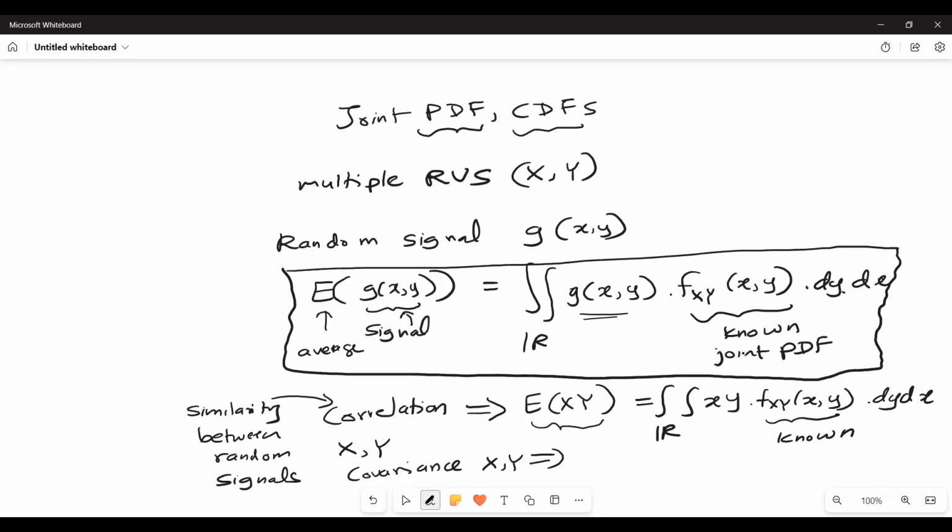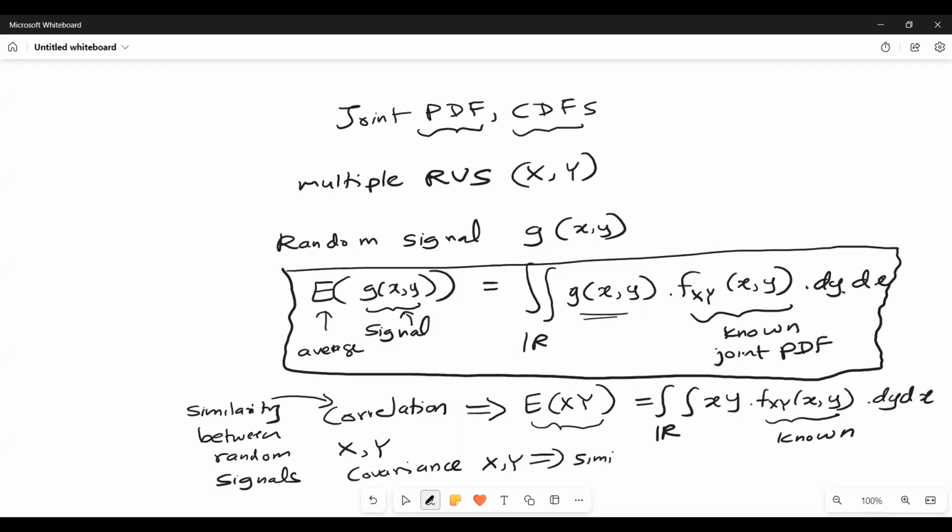Okay, if you know the joint PDF value, you can find the integration. Likewise, you can find the covariance value also. The covariance value is used to define how much similarity there is between the variances of the two random variables. Covariance means the similarity between the variance of x and variance of y.